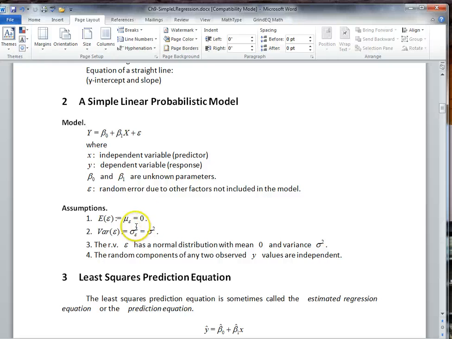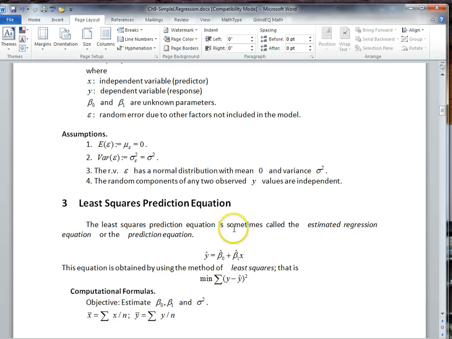So the assumptions are that epsilon, which is a random variable, has a mean 0, has a constant variance called sigma square, and has a normal distribution. Further, we assume that any two y values for different x values would be independent of each other. These are just basic assumptions all regression models need to have.